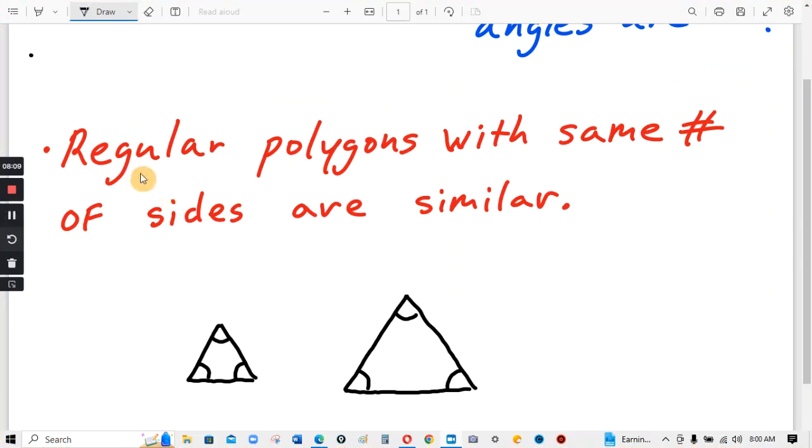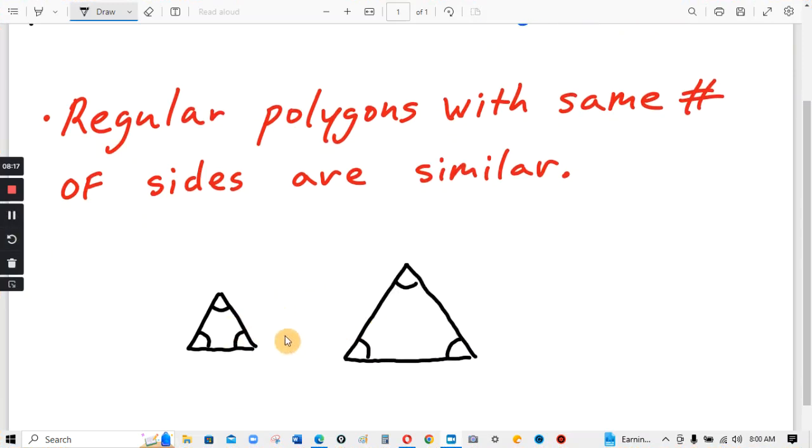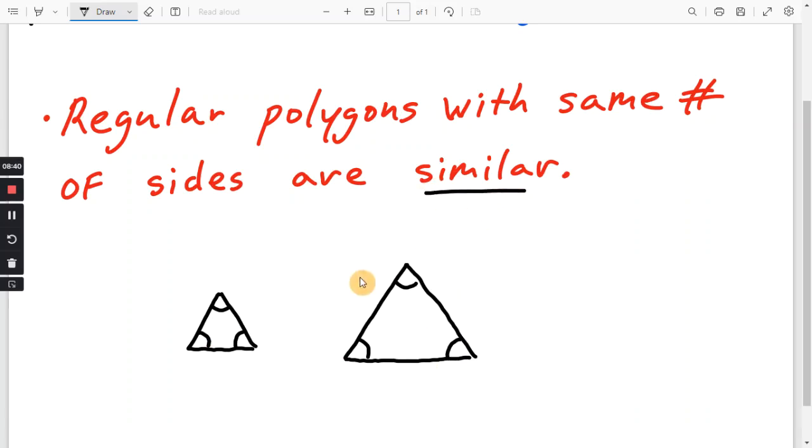Also, you want to know that regular polygons with the same number of sides are similar. Okay, so let's say you have 2 regular triangles. Each interior angle is going to be 60 degrees, 180 divided by 3. So all of these angles are 60, and all of these angles are also 60. So notice one triangle is just a bigger or smaller version of the other. All the angles are congruent and the sides are proportional. That's a definition of similar. So if you have polygons that are regular and they have the same number of sides, they're always going to be similar.